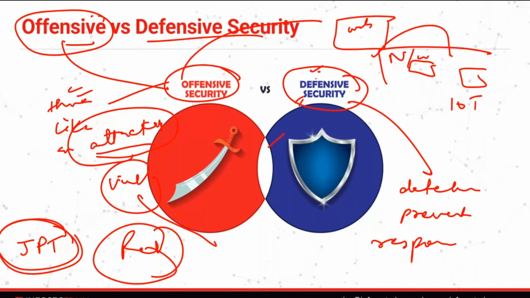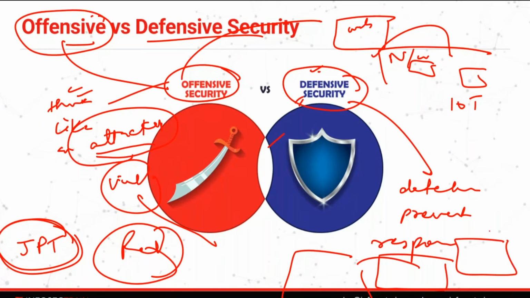Here you will be monitoring the networks. Here you will be hunting for the threats in the organization. If some attack happens, an incident response team will be there. They are going to respond to the incident that has happened. After the incident has happened, you are going to collect the evidence. A forensic team would be there. So that is your defensive security, guys.